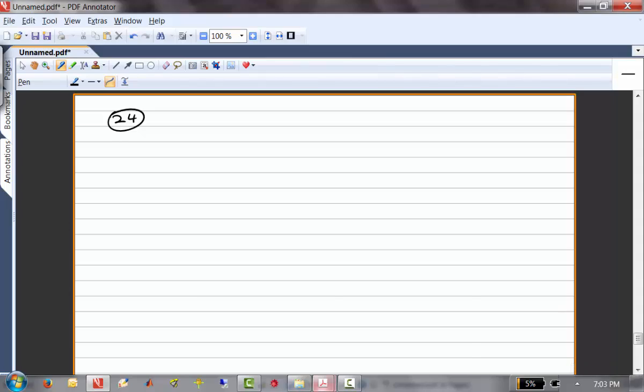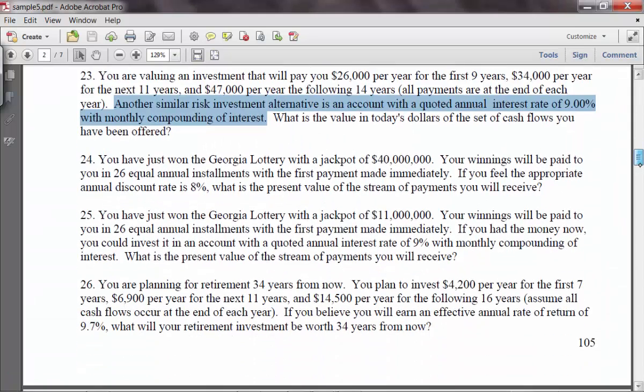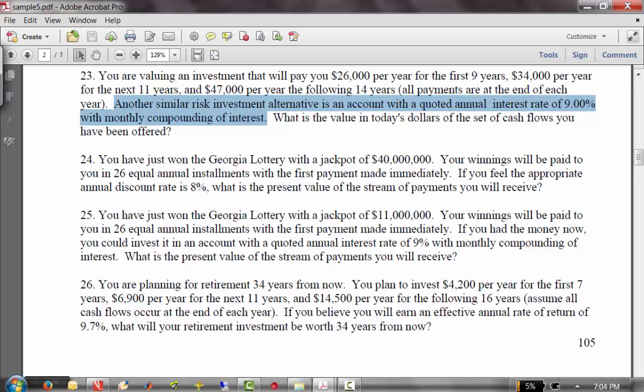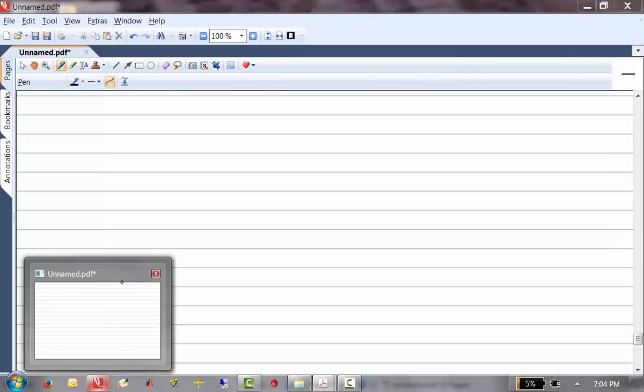So number 24: you have just won the Georgia lottery with a jackpot of $40 million. Your winnings will be paid to you in 26 equal annual installments, with the first payment made immediately. If you feel the appropriate interest rate is 8% annually, what is the present value of the stream of payments you will receive? This is similar to calculating the monthly payment on a home mortgage, right?